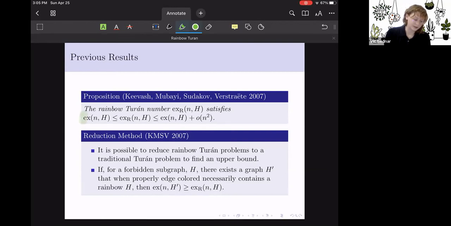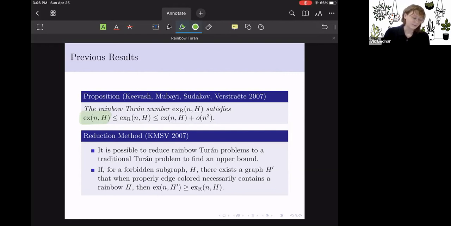For us, it's important to see that the rainbow Turán number is bounded below by the traditional Turán number. If you would like to avoid some rainbow H subgraph, but you just forbid all H subgraphs, well, you're never going to have a rainbow H because you're never going to have an H. So we can almost trivially bound it below by the traditional Turán number for H.